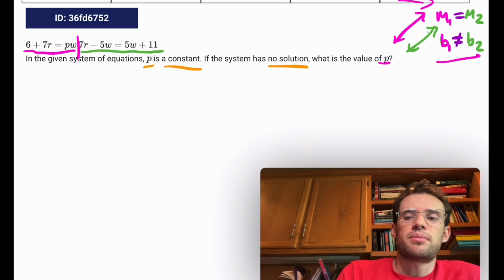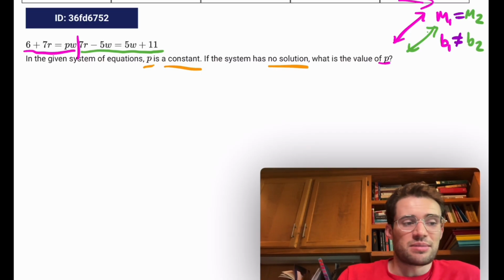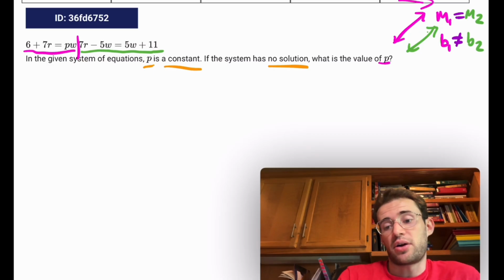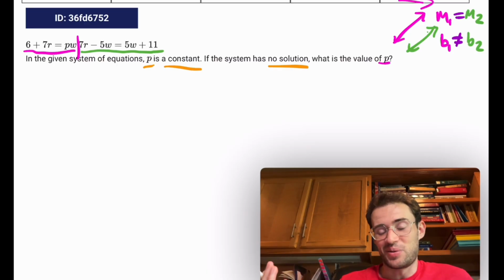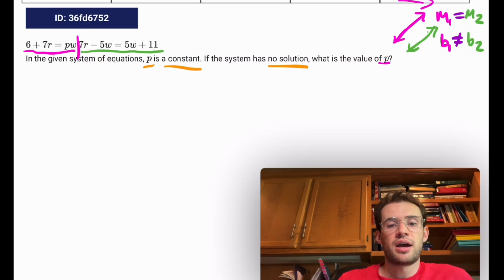So this b1, b2 thing is just basically a way to check it, and something else you could check at the end. If you're in a rush, just prioritize the slope thing, because if you find the way to make the slopes the same, probably the y-intercepts will be different. If that's what they're looking for.